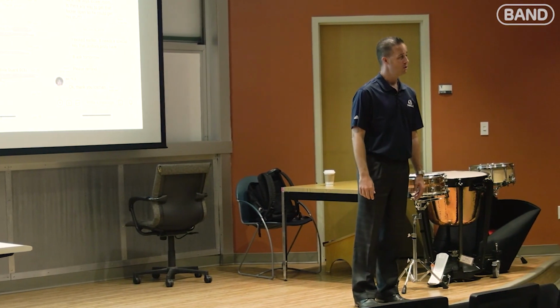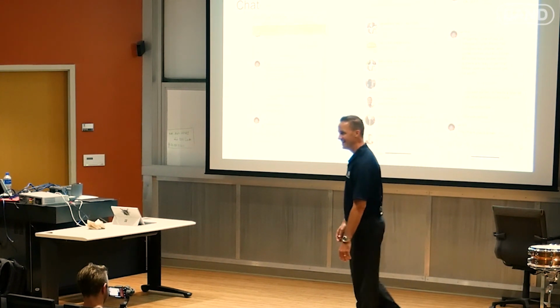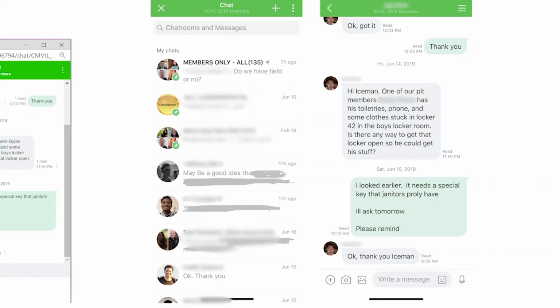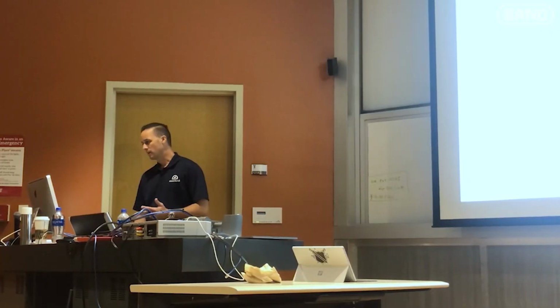Now this kid has no clothes, no cell phone, no towel, right? His friend in the front ensemble, a rookie this year, is sending me the message about it. So I answer, "I looked earlier, it needs a special key that janitors only probably have. I'll ask tomorrow, please remind." I say, "Okay, thank you, Iceman." Kids do funny things. What's interesting about that is they still found a way to communicate to get the issue brought to the table. How do you do chat?